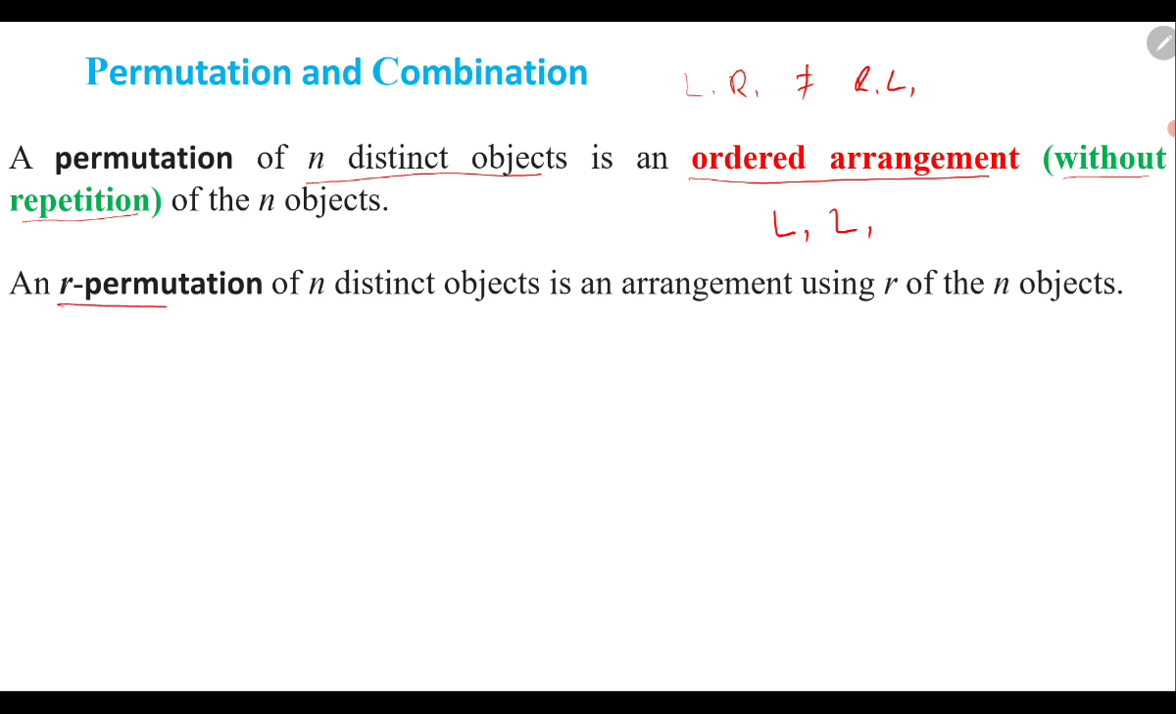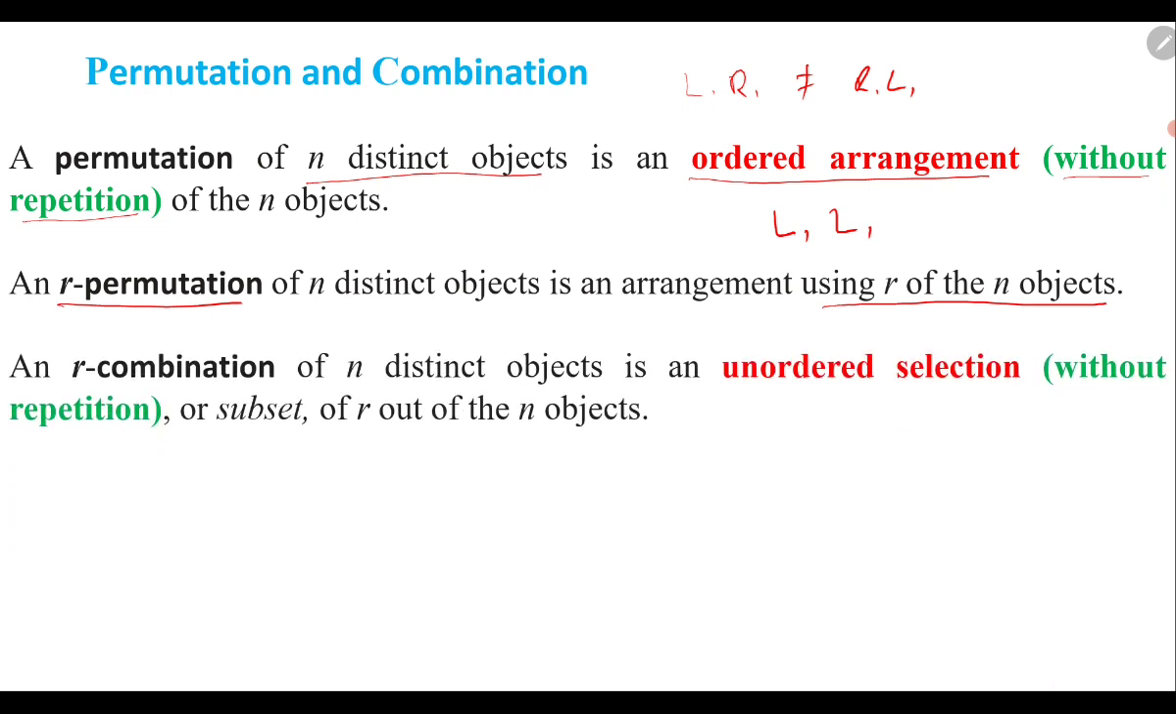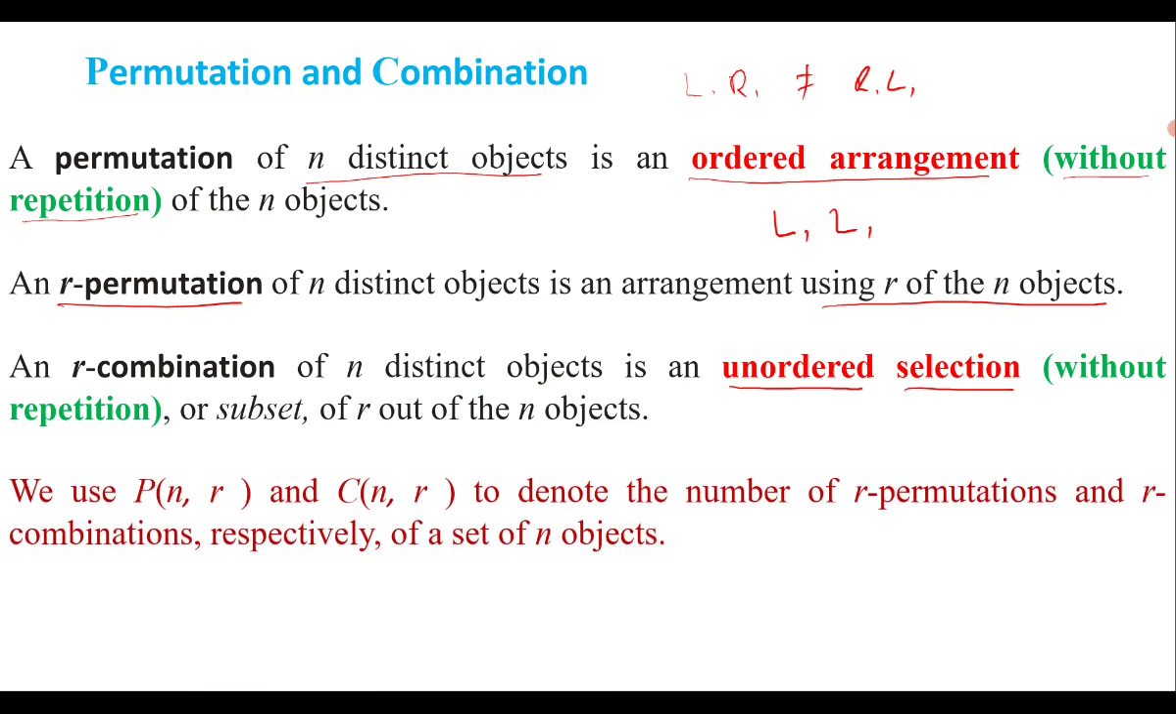So an r-permutation is an arrangement using r of the n objects. Similarly, combination can be defined as unordered selection. So in both the cases, repetition is not allowed, but permutation is ordered while combination is unordered. So we denote them as P(n,r) and C(n,r).